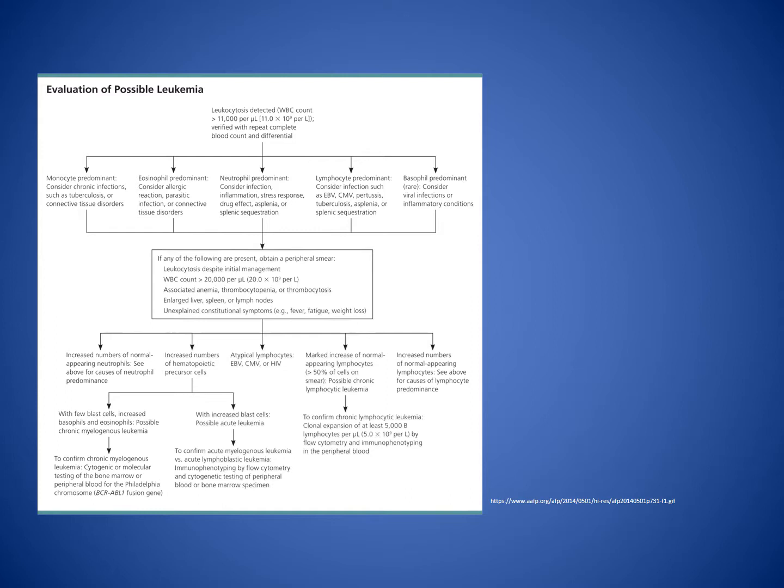So as you're looking at this, follow your chart on down. So if we have increased neutrophils, looking for those blast cells. So how increased are our basos or our EOs? Do we have a myelogenous leukemia occurring? To confirm this, we're going to need to do a bone marrow aspiration.